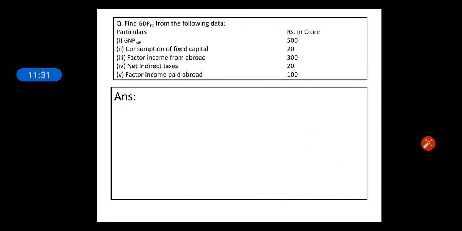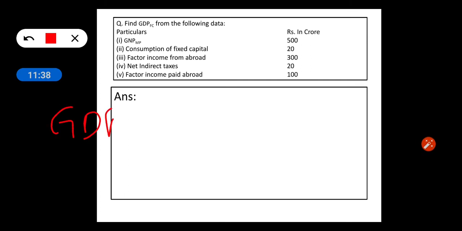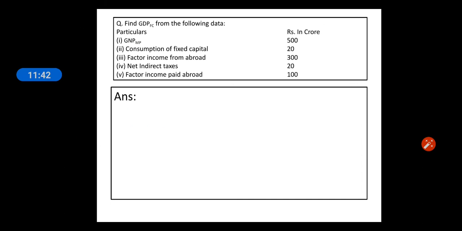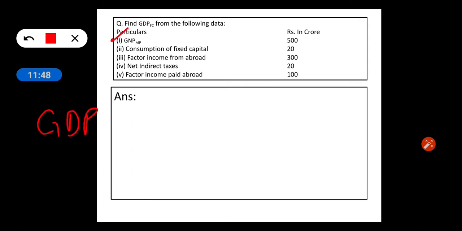All right, let's solve this question too. We have to find GDP at FC from the given GNP at MP, right? So GDP at FC is to be found out from GNP at MP. Now let's start conversion first.